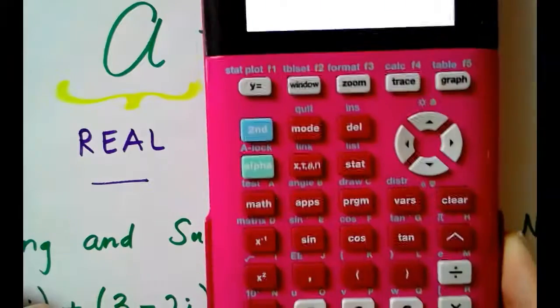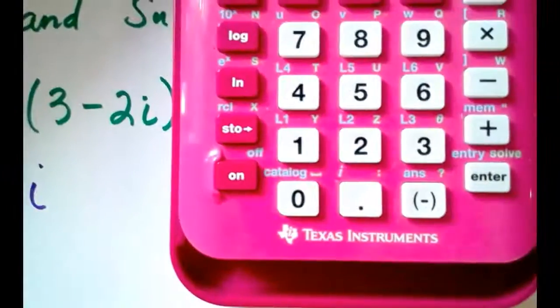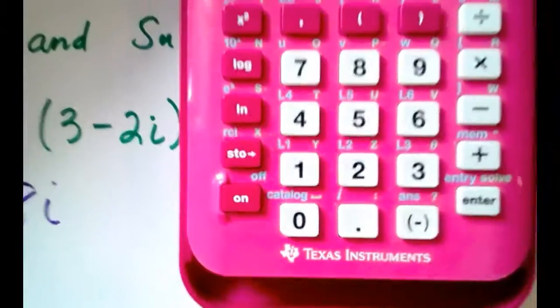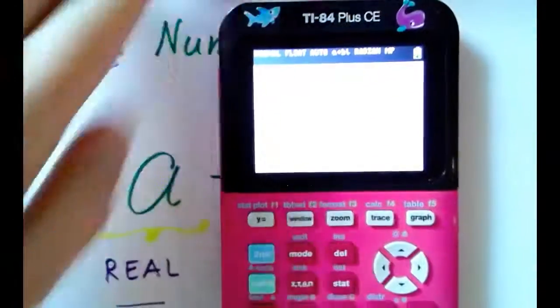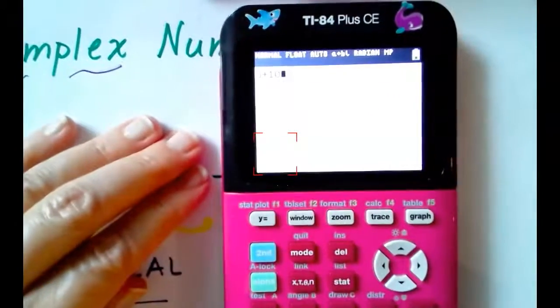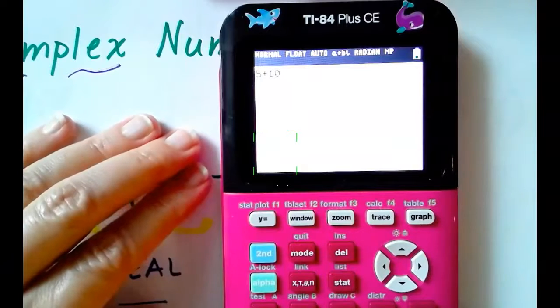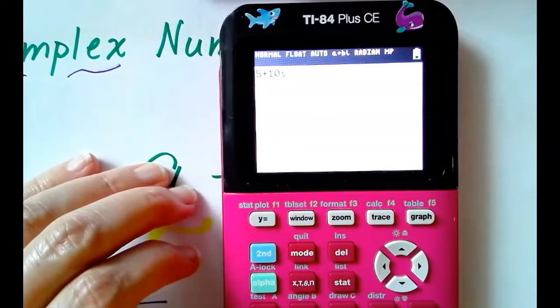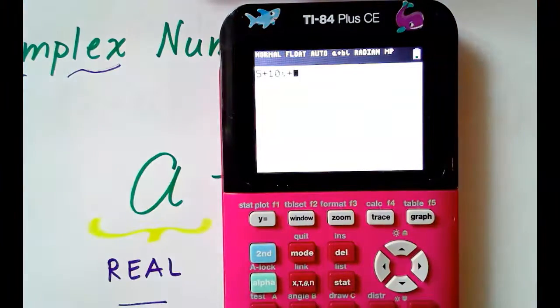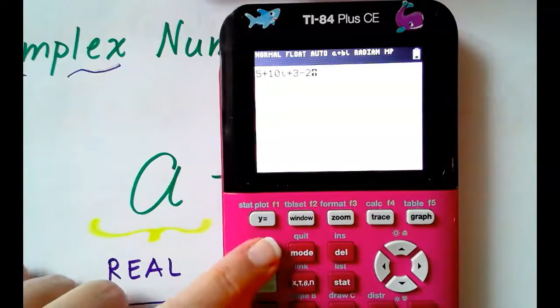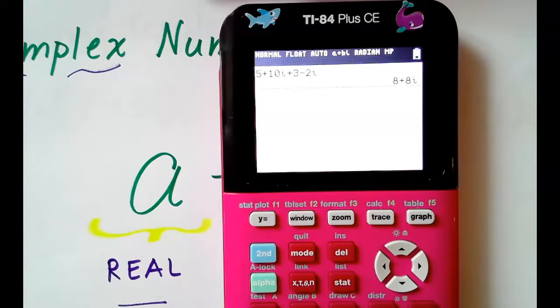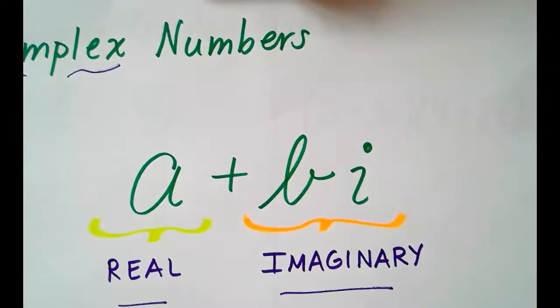To get to the i key, it is the second function of the decimal key. So you would need to say 5 plus 10i plus 3 minus 2i. And that would give you 8 plus 8i, which is exactly what we got. So we can add, subtract, multiply, and divide complex numbers on our TI-84 calculators, which is super handy.